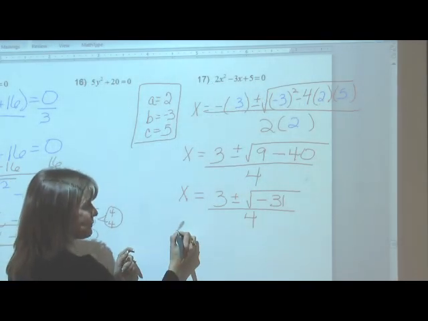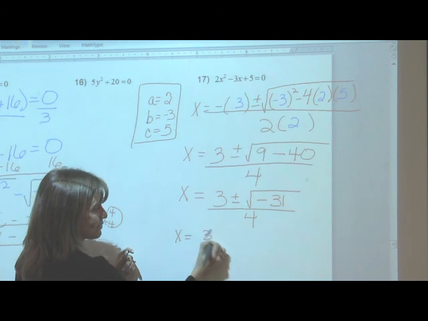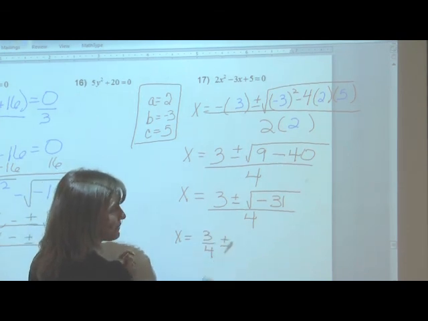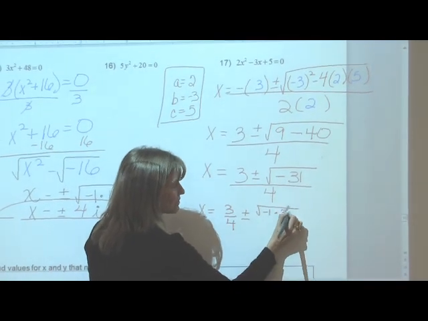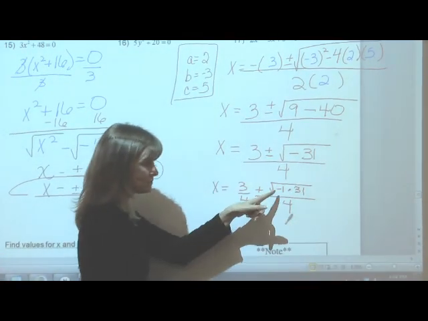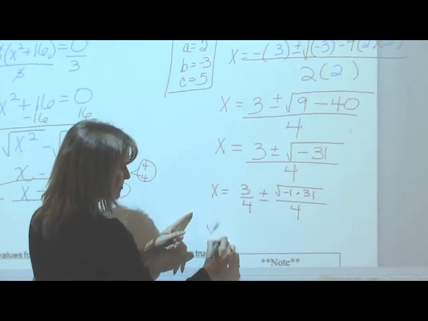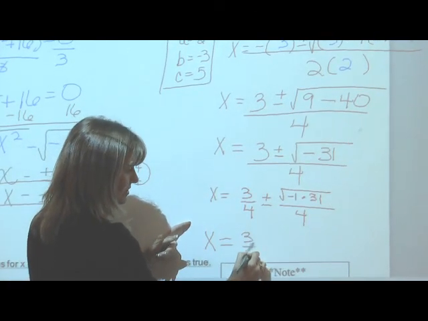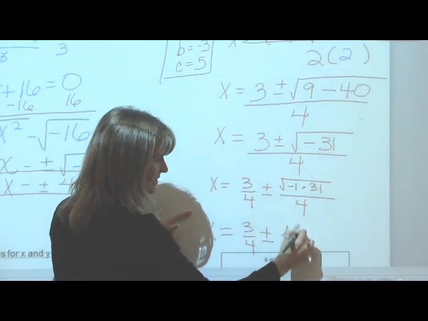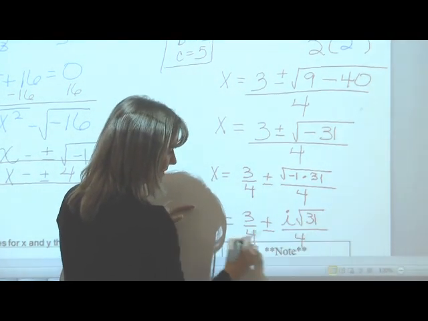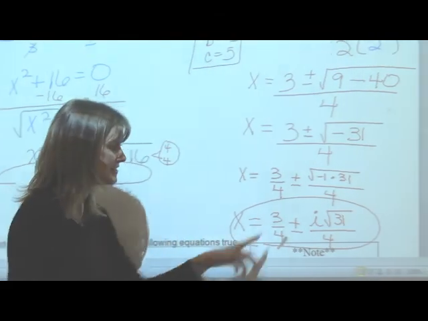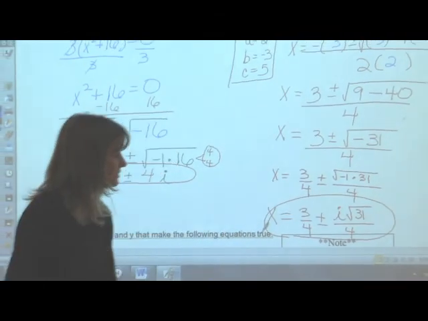Let's break this apart like we normally have, you guys. 3/4 plus or minus the square root of negative 1 times 31 over 4. The square root of negative 1 goes to i. So my final answer is 3/4 plus or minus i square root of 31 all over 4. And that is in standard complex form.